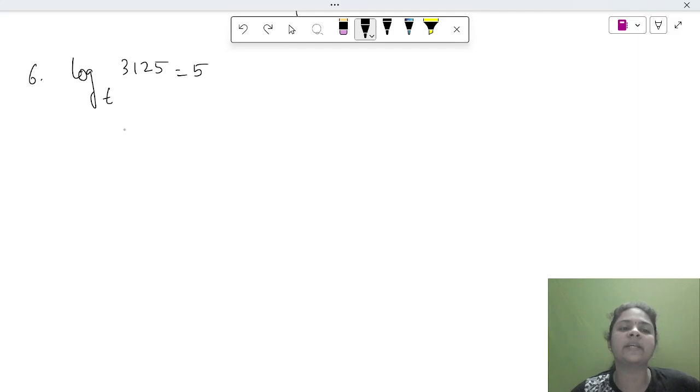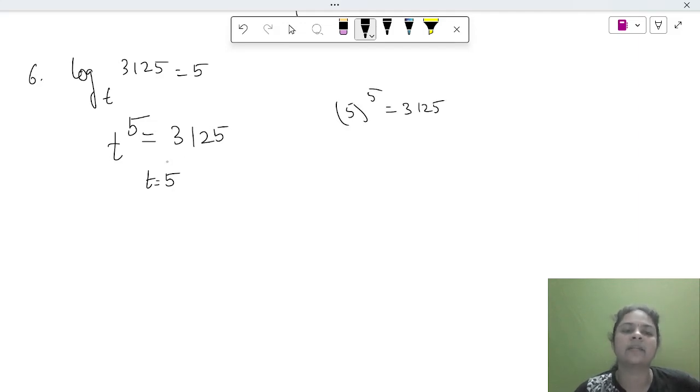So how to convert this to indices? Very simple. Base will remain as the base. The right side value will be taken as the power and the value of the log will be the result. Now, what to the power 5 is 3125? Can you calculate? So the answer is 5 because 5 to the power 5 is equal to 3125. Therefore the value of t is equal to 5.